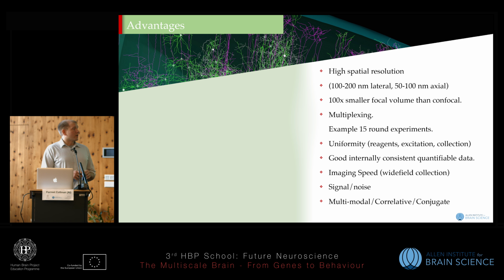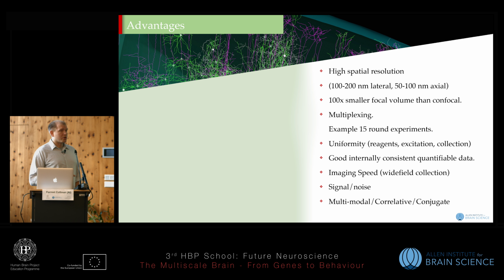Okay, so to summarize the advantages of array tomography, it's a very high-resolution imaging technique, as I discussed. It effectively produces focal volumes that are 100x smaller than a confocal microscope. It has the ability to multiplex many different molecular signals within an individual experiment. And then this uniformity is an important point. By physically sectioning these ultra-thin sections, you give kind of uniform exposure of reagents as well as excitation light and emission light from your microscopy.